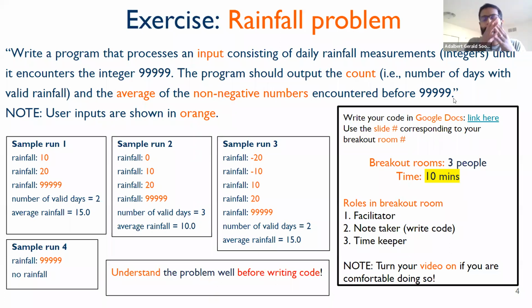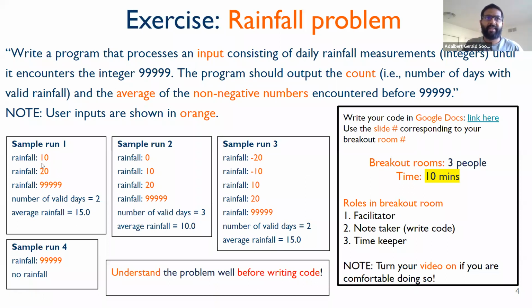But still, in the program prompt, we haven't really defined which days are valid and which are not valid, because here we say number of days with valid rainfall. In this case, probably more details could have been provided, but we also have some sample runs for us to understand how this works. Since I'm explaining this, I did not write everything in the prompt.